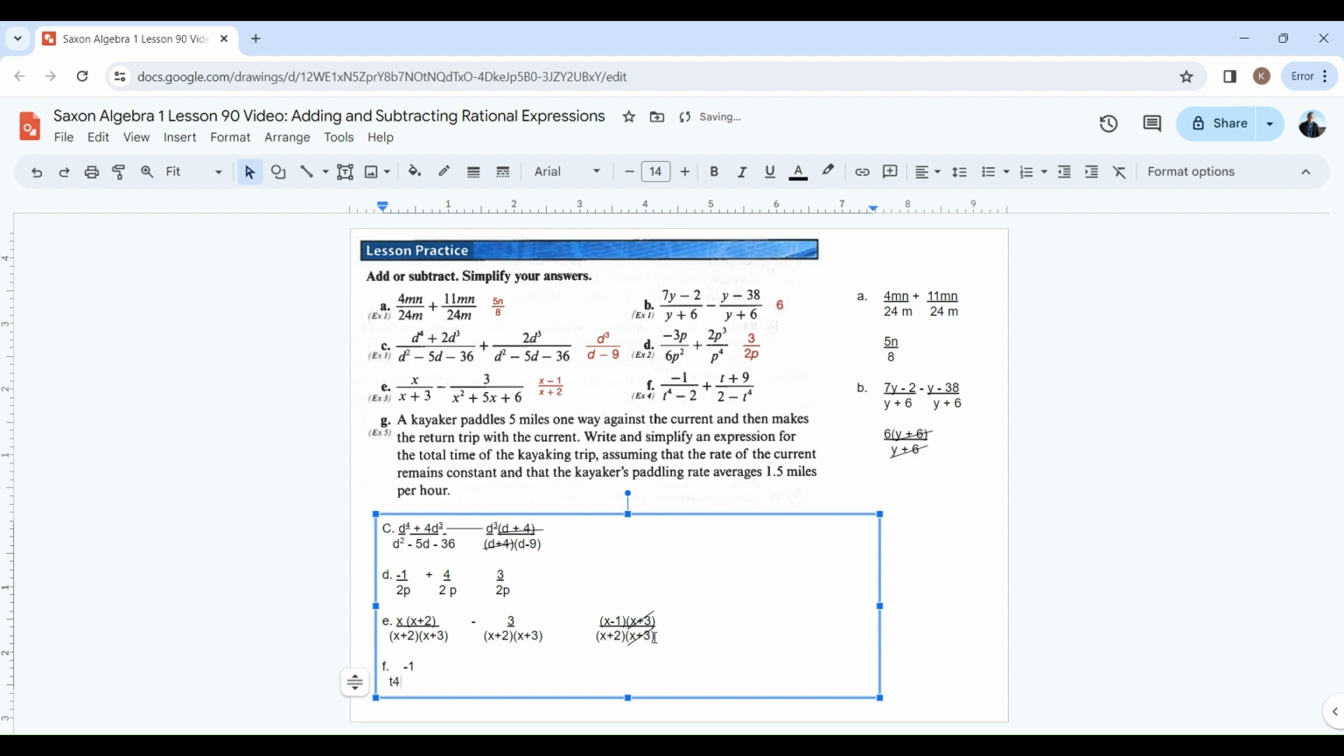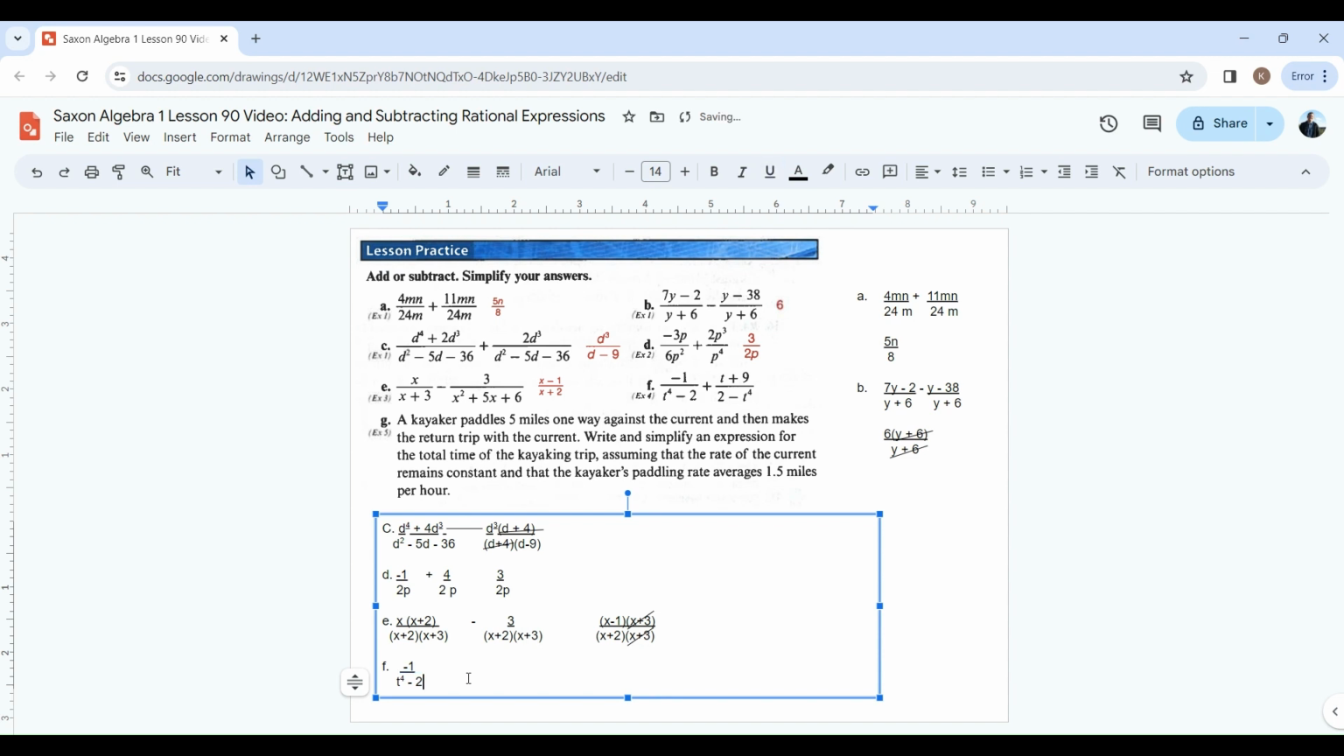Now, when I see a t to the 4th, my initial thought is, I wonder if this is a special product, like a difference of 2 squares. It's only a difference of 2 squares, though, if the second number is a square too. 2 is not a perfect square, so there's nothing I can do with that one on the bottom.